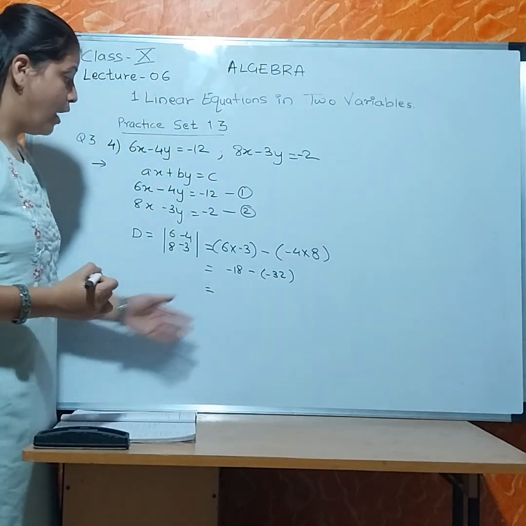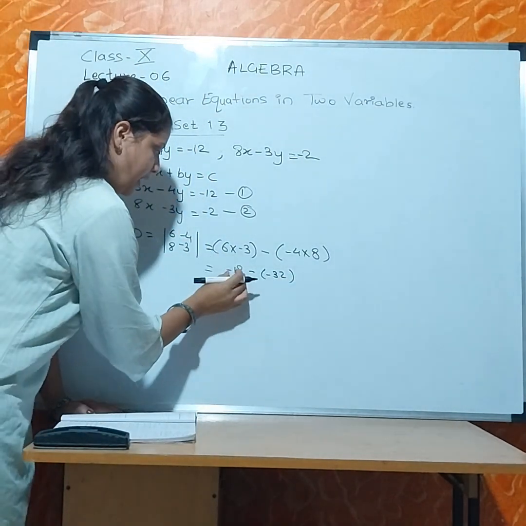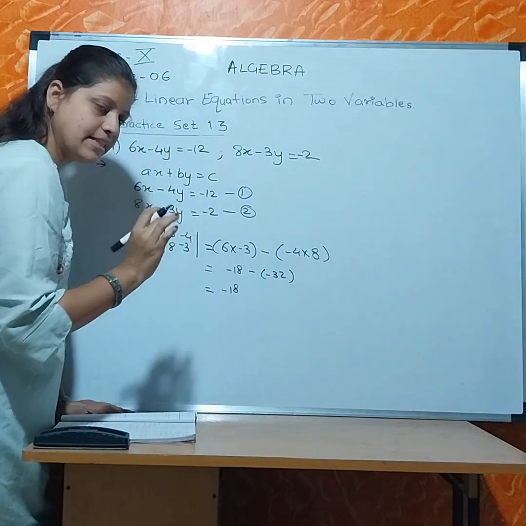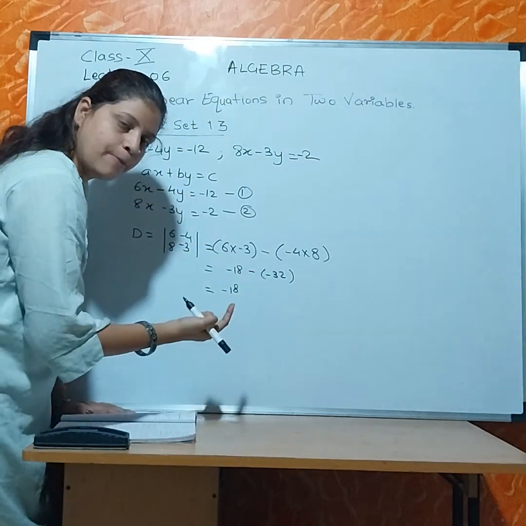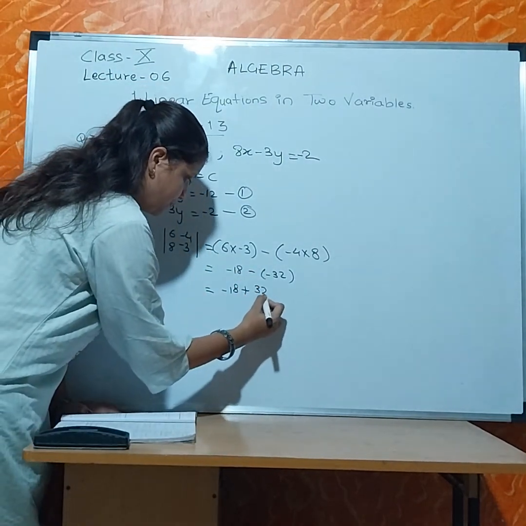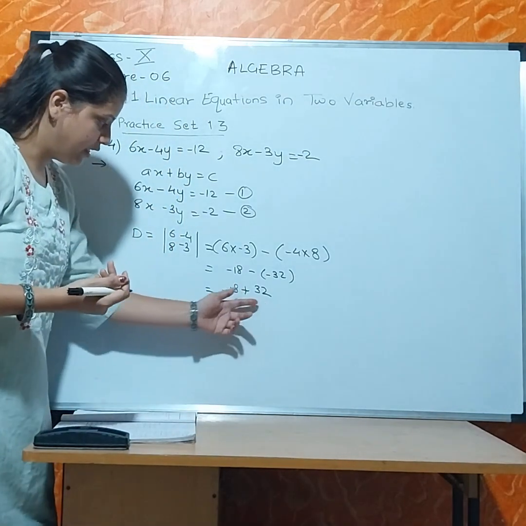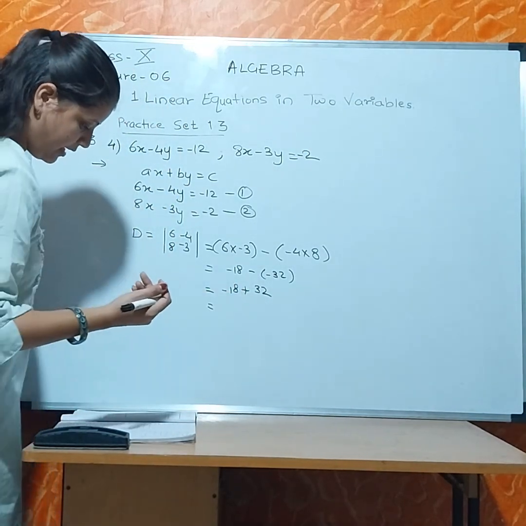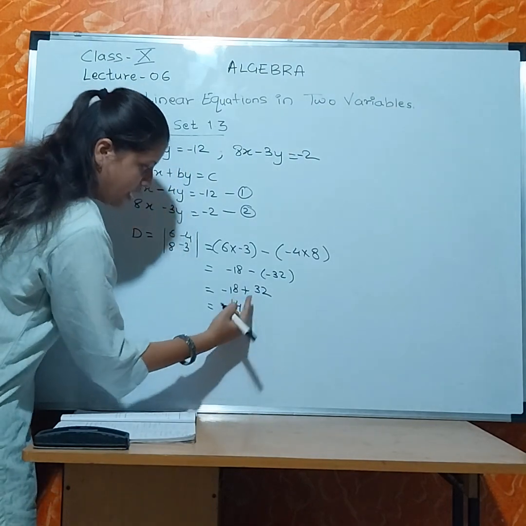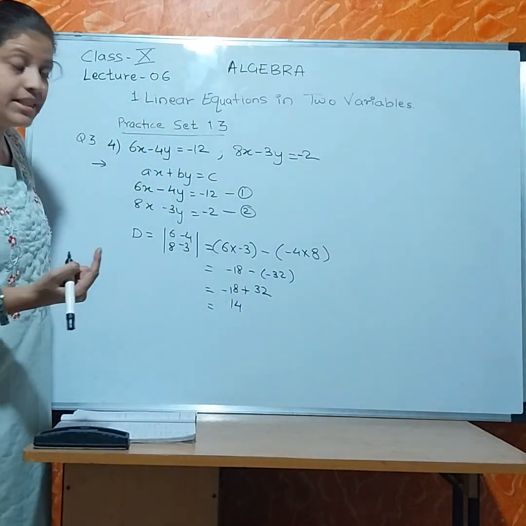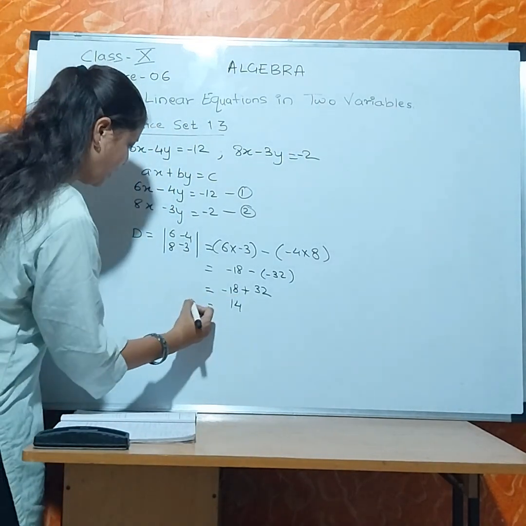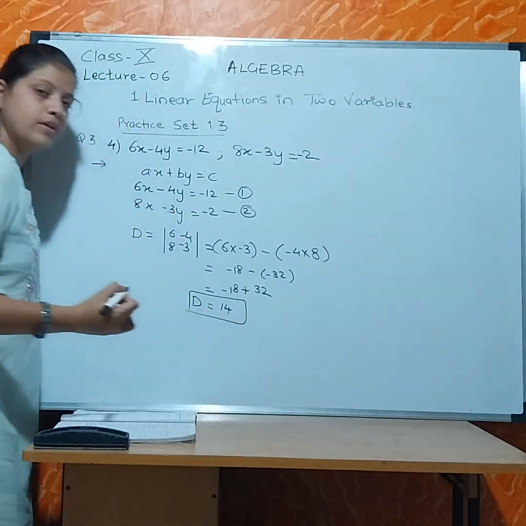So now how to solve this? First keep this as it is, minus 18 as it is. Minus minus becomes plus 32. Now next, minus plus becomes minus. So 32 minus 18, the answer is 14 and the larger number's sign is plus. So 14 is positive. Understood?